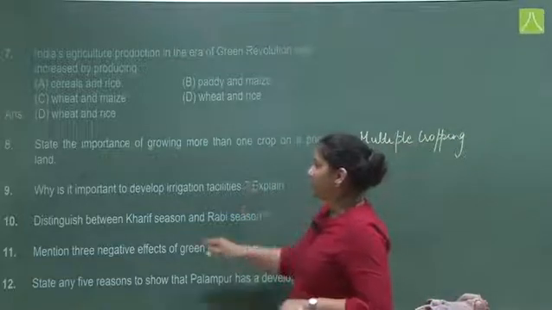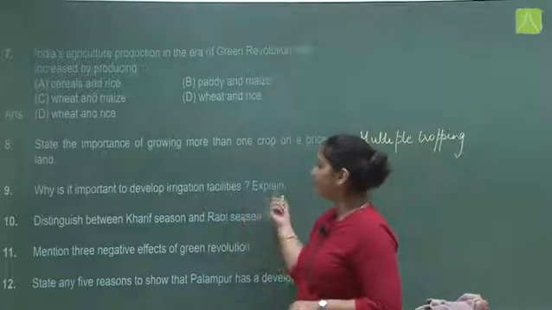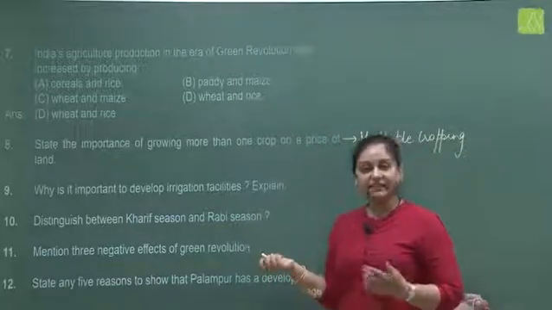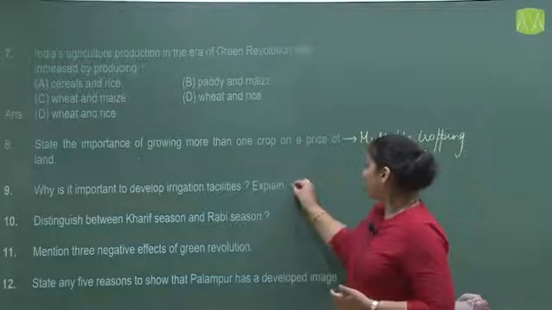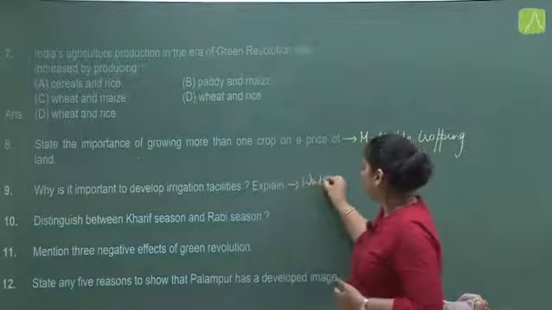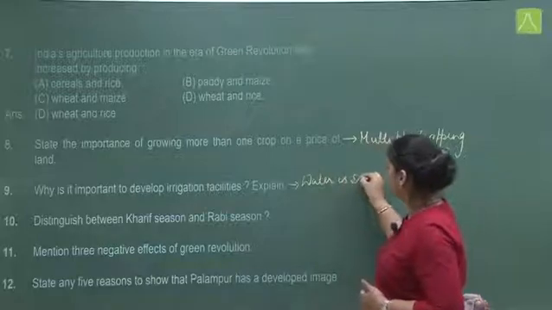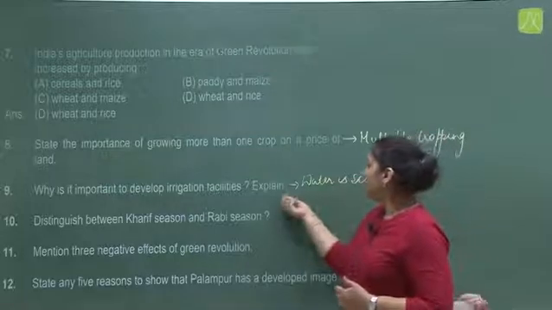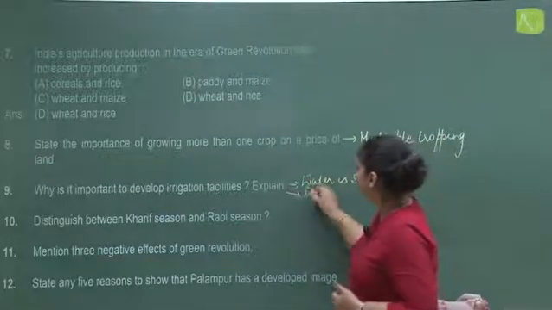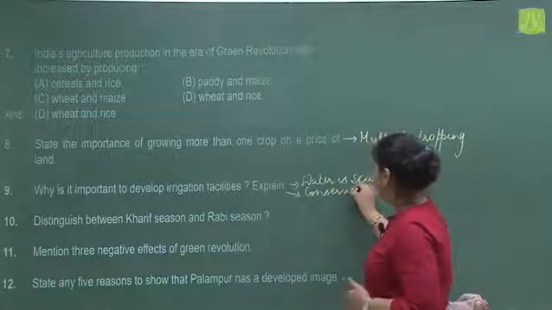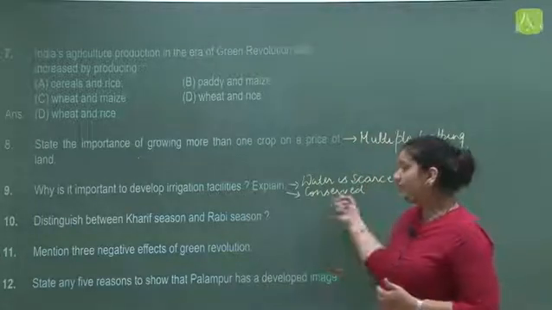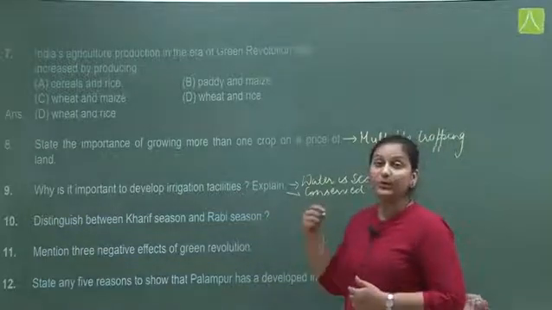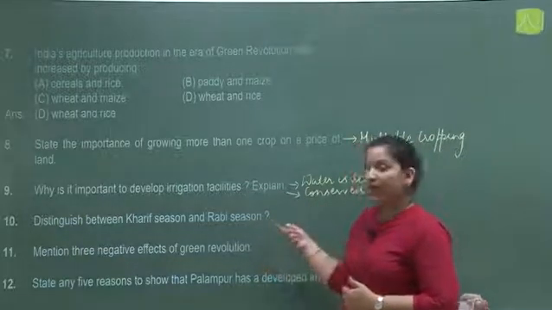The next question is, why is it important to develop irrigation facilities, explain. When it comes to developing irrigation facilities, yes, you require them most because availability of water is scarce, is less, plus what you require is that through better irrigation water can be conserved. So this is an important point through which irrigation holds an important place, and the techniques used in the irrigation methods are to be improved.